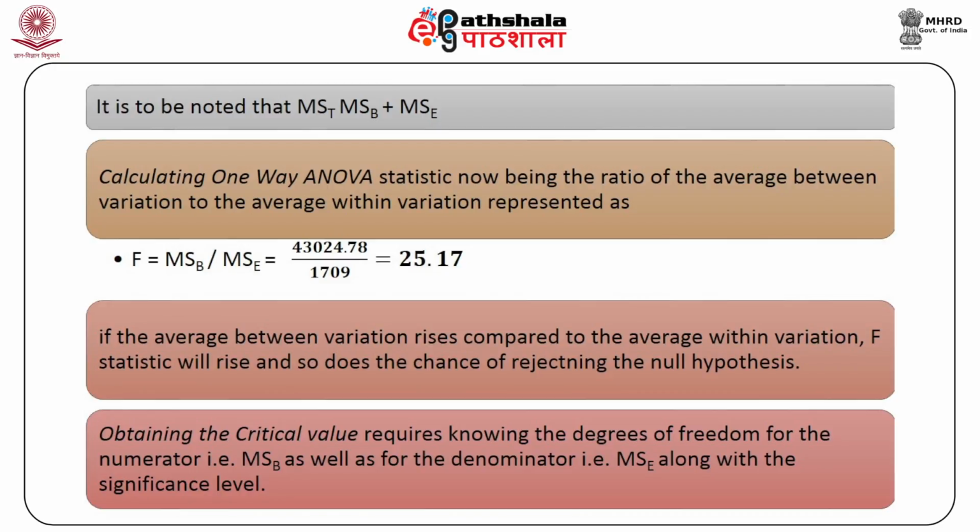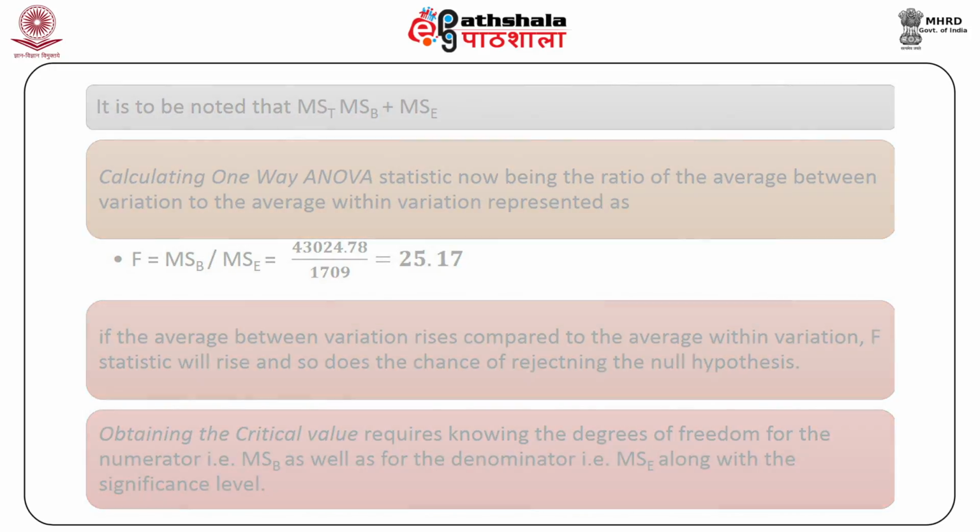If the average between variation rises compared to the average within variations, the F statistic will rise, and so does the chance of rejecting the null hypothesis. Now, how to obtain the critical value to check the significance? The critical value requires knowing the degrees of freedom for the numerator, that is mean sum of square between, as well as for the denominator, that is mean sum of square error, along with the significance level.